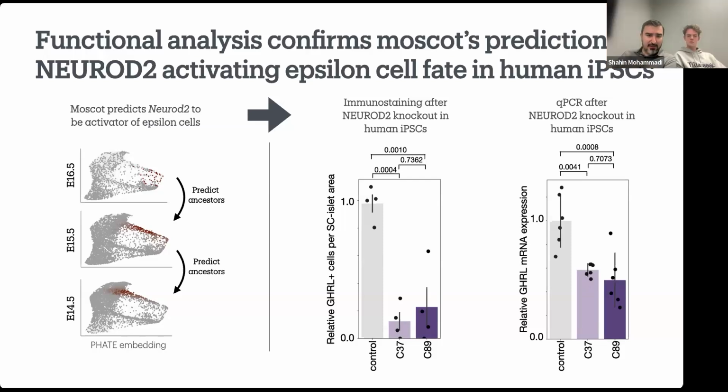Exactly. And then there's another question from Ziv. And again, I should have warned about wanting questions in the middle. And so the question is, how do these results compare with other trajectory inference methods or other tools?